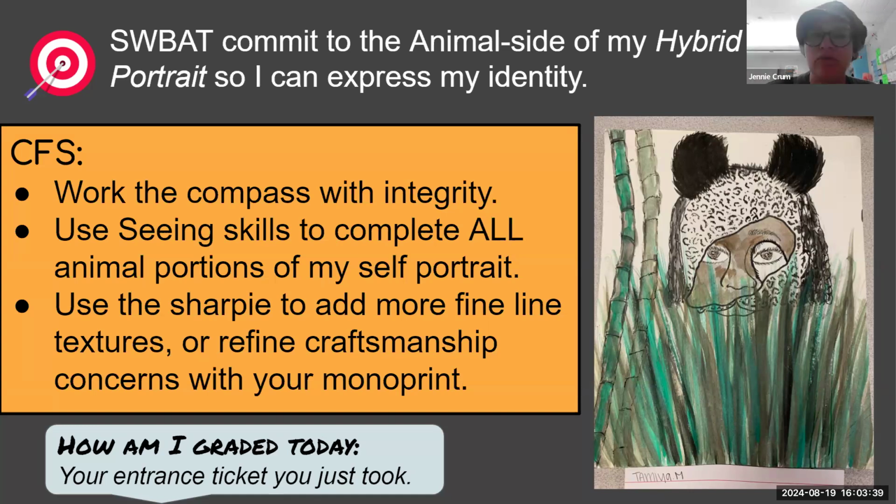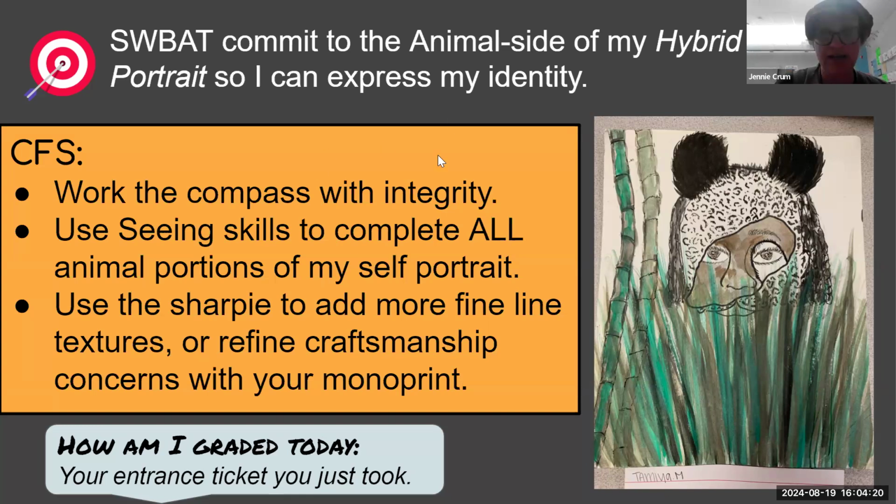Optimize it. We got to make sure we're still using our seeing skills. That means we're looking for any outlines, contours, or like shadow shape areas to commit to, so we can complete all of the animal portions of your self-portrait, but also the human side of your self-portrait, because a lot of you want to refine some of those outlines and contours from your monoprint. Make sure that you trace it with Sharpie. Okay, also, again, the big thing during studio time after you're done watching this video is use that Sharpie to add more fine line textures or just refine any craftsmanship concerns from your monoprint. I just said that. It's all about the Sharpie today.